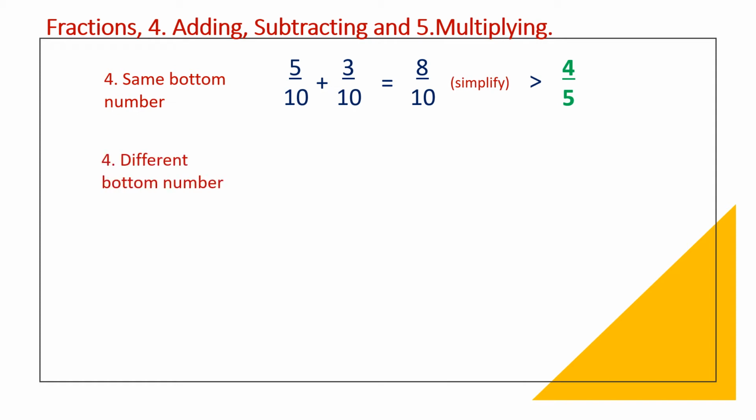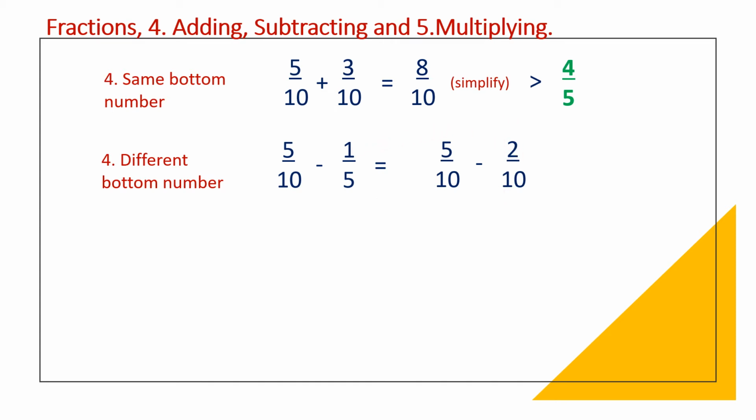Now let's look at if the bottom number is different. Okay, now you cannot add or subtract these numbers if they're different. Just can't do it. You have to make sure that both numbers are the same, and this is where your equivalent fractions come in. So you make this fraction here equivalent to this fraction. Okay, and you do that by multiplying 5 by 2 to give you 10, and because you multiplied that by 2, you multiply the 1 by 2.